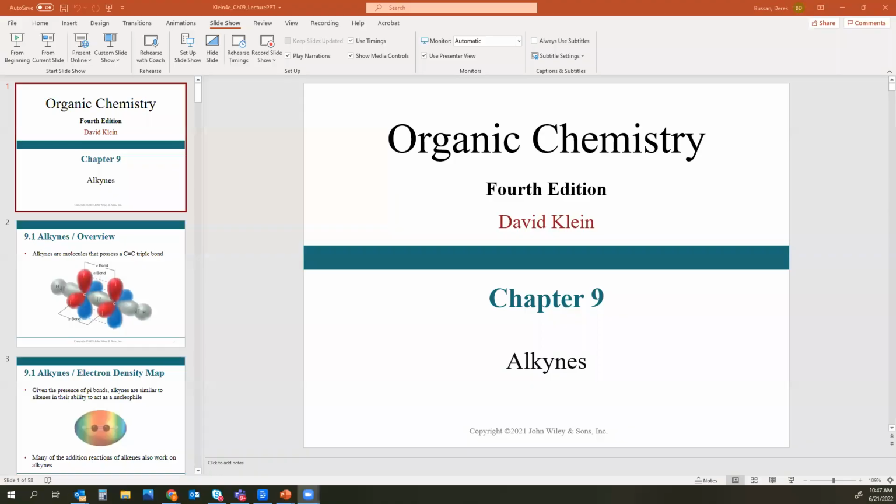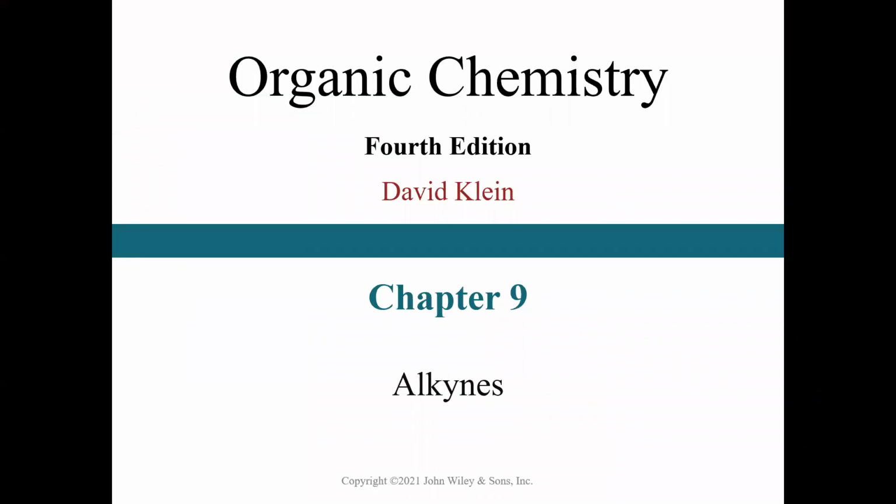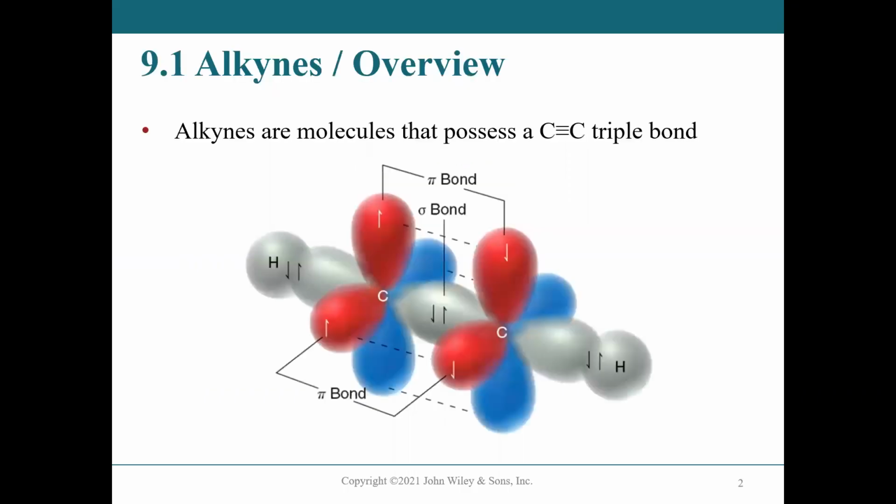So let me share my screen. We are on chapter 9. Chapter 9 is all about alkynes. That's your triple bond. That's what we'll be studying. Alkynes are molecules that possess a carbon-carbon triple bond.